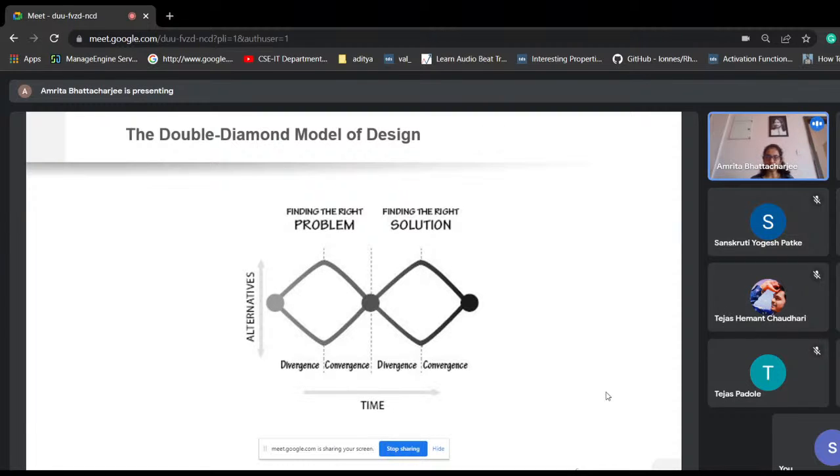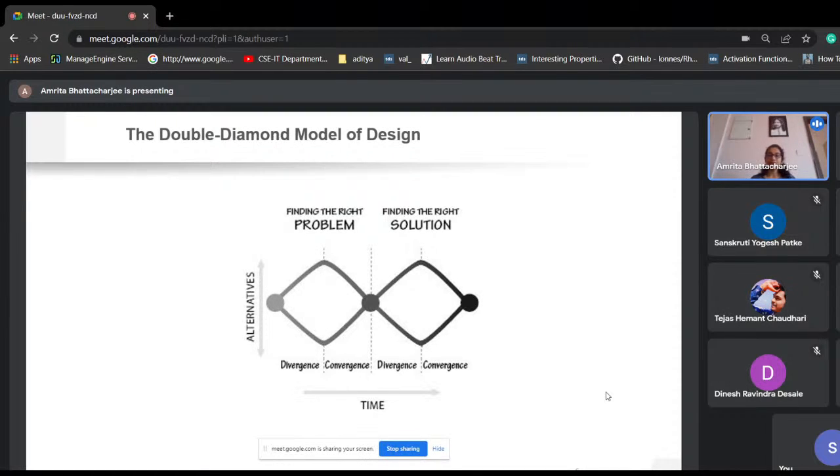First is called the double diamond model of design. Now, in case of the double diamond model of design, visually it looks like two diamonds are there. So it starts with the divergent process, then it follows by the convergent process, then again divergent and convergent. So starting with the divergence process, in case of the double diamond model of design, the first thing that a designer needs to do is to explore the problem or explore the specific context.